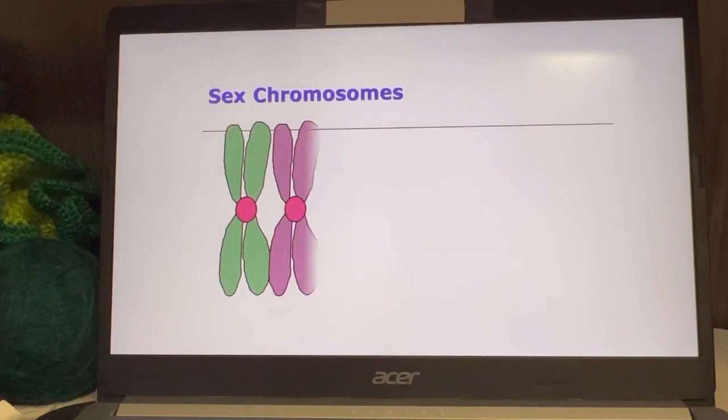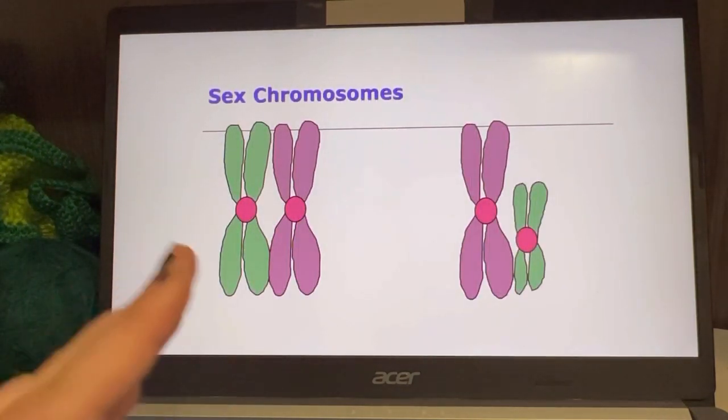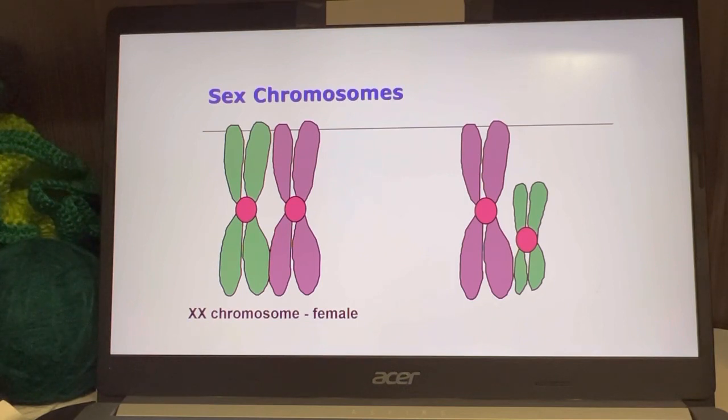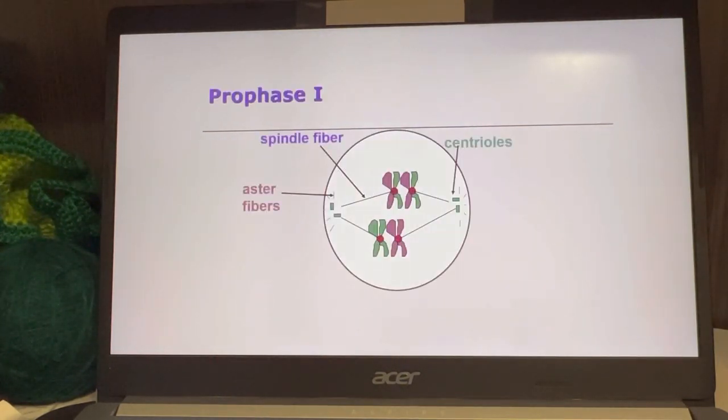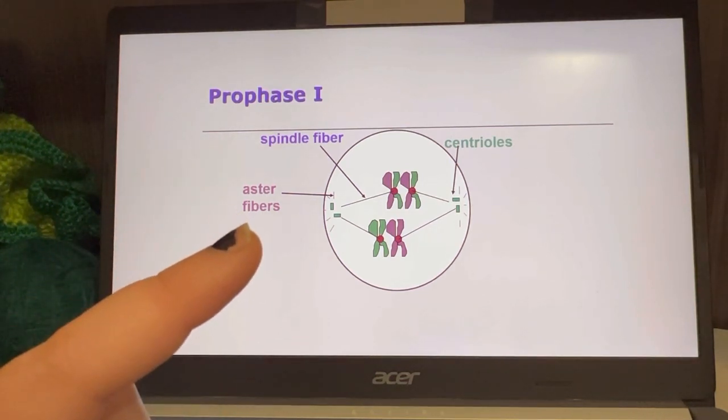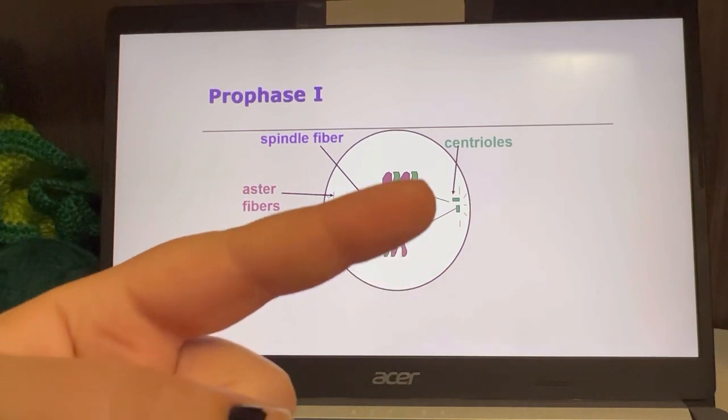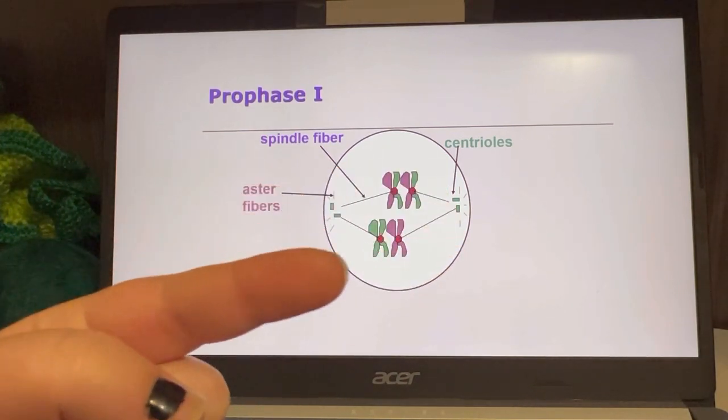Sex chromosomes, X and Y: XX is female, XY is male. Back to prophase 1. You have your spindle fibers, aster fibers, and your centrioles. They're coming out and joining to the chromosomes.